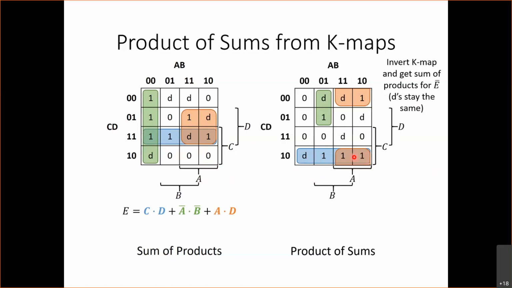But logically, when you cover ones in the inverted Karnaugh map, it's like you're covering zeros in the original Karnaugh map. Oh, okay. That's what I'm saying. So here we're treating the D as a 1, so it's as if we treated it as a 0 in the original Karnaugh map. When we got the sum of products, we treated this D as a 1. But when we're getting the product of sums, we're treating this D as a 0.